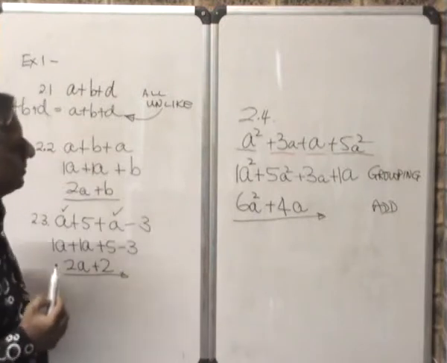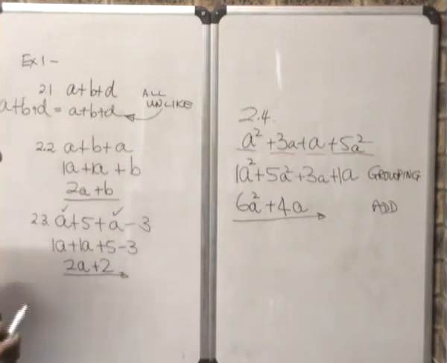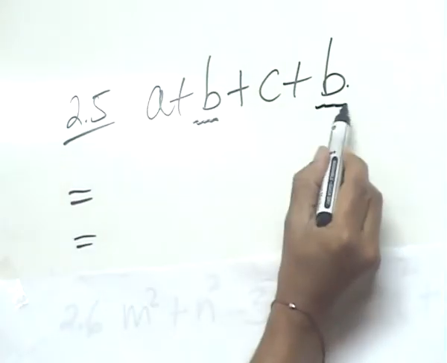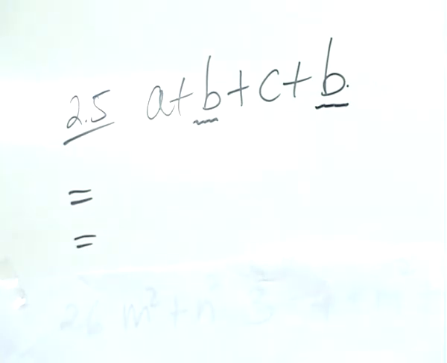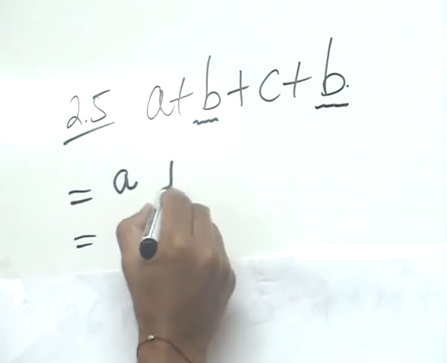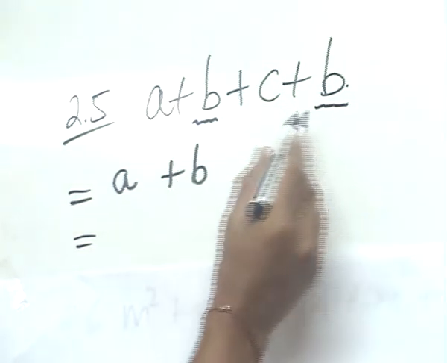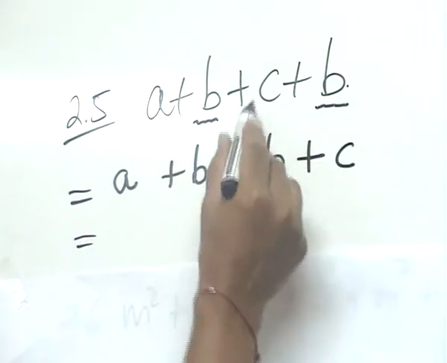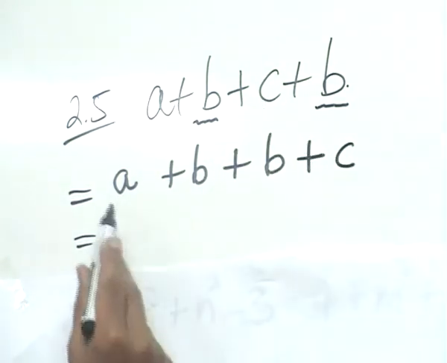Alright, so we'll move on just now from 2.5 onwards. You can see there are two B's which are exactly the same, the powers are the same. So you write A here all on its own, plus this B here, plus that other B there, and plus C in the end over here. The C will go in the end.